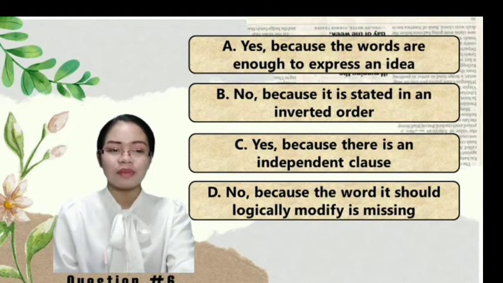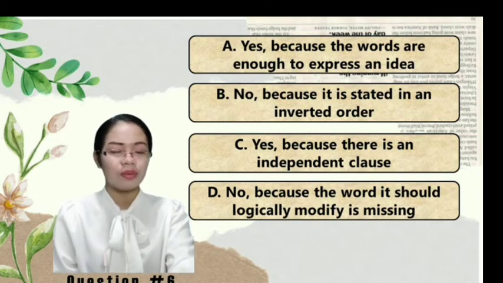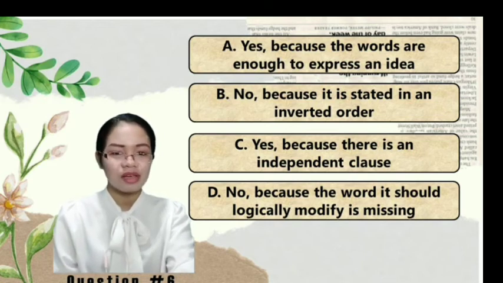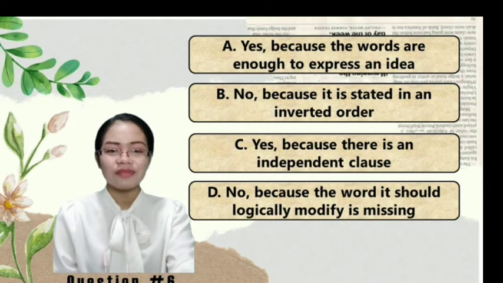Letter C, yes, because there is an independent clause. Where? Skating across the pond. Is that an independent clause? While the ice is very slick. No. So letter C is also not the correct answer. Or letter D, no, because the word it should logically modify is missing.